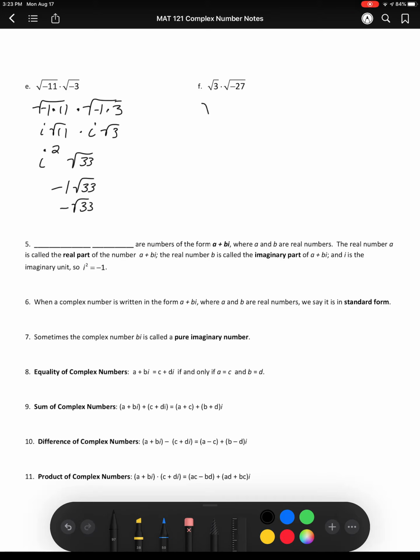Same with F. Square root of 3 is fine, but we want to break down negative 27 as negative 9 times 3 because square root of negative 9 is 3i. And then we can multiply, now that what's under the square root for both sides is positive, we can go ahead and multiply that. We get 3i times square root of 9. Square root of 9 is 3, so that would be 3i times 3, which is 9i.